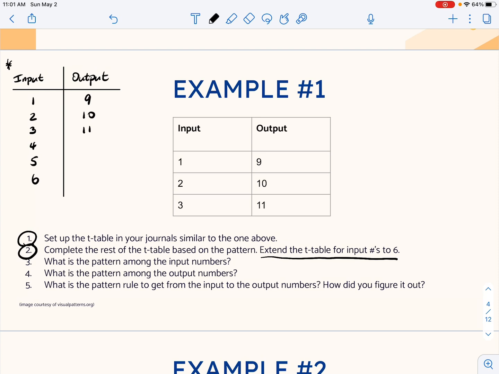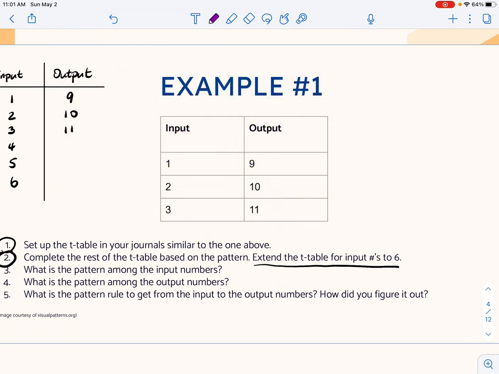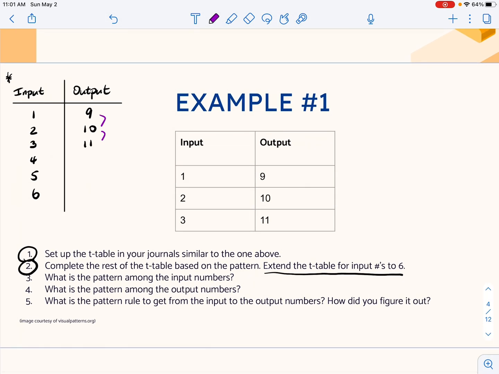So I've set up the t-table over here on the side. I've extended it for input numbers up to 6. I'm looking at the output numbers. It looks like it's increasing by 1 every time, and you're starting at 9. Well, I can assume that probably if an input is 4, the output is 12, and then 13, and then 14. Okay. Now, so we've done number 1 and we've done number 2. Now we have to formalize what the pattern is in this first example. Okay, let's look at number 3 now.